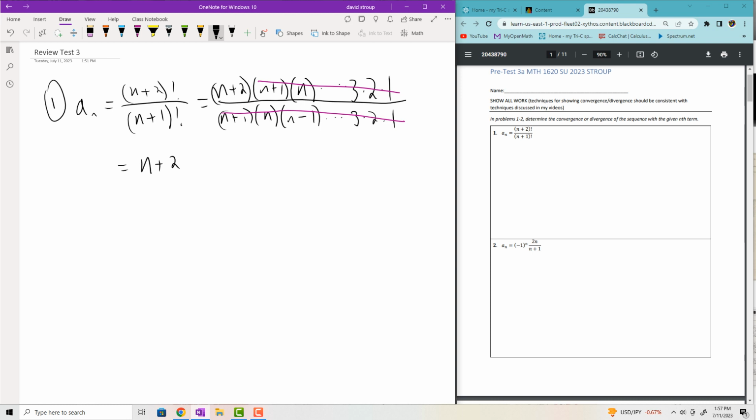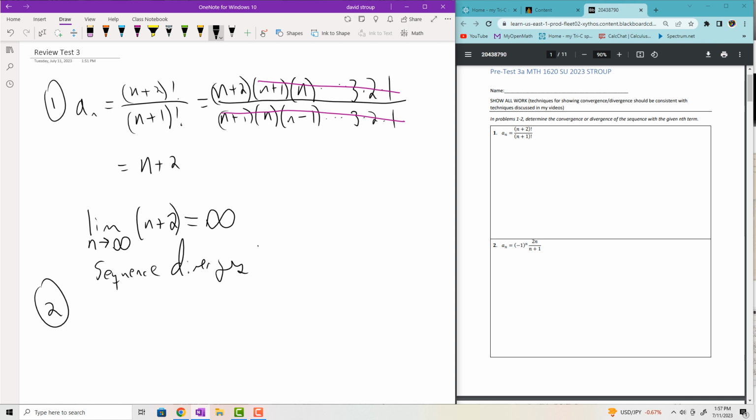So if you wanted to list the terms, which I wouldn't do, a sub 1 would be 3, a sub 2 would be 4, etc. So we are interested in long-term behavior of sequences for our work. So we would want to take the limit as n goes to infinity of the a sub n formula. And in this case, it's going to shoot off to infinity, and therefore the sequence diverges. Okay, good.